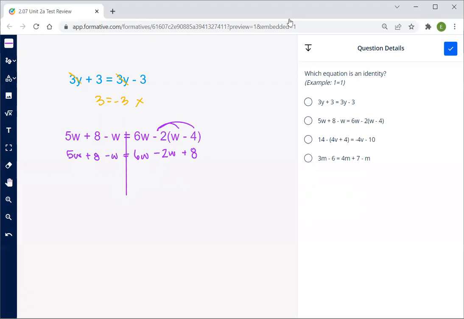Then you need to combine your like terms. So on the left-hand side, we have 5W and -W. On the right-hand side, we have 6W and -2W. So 5 minus 1 is 4W plus 8. And 6W minus 2W is 4W and also plus 8. Right? And we can already see right there, they're equal. So it has to be that one. Identity just means that both sides are the same.